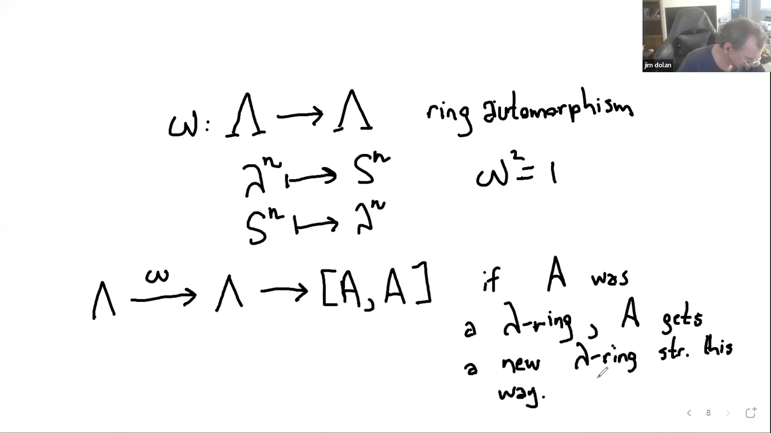So that's what I'm doing today here. So then what's the point? If I have a lambda ring, one thing I can do is get this map from it to its big Witt ring. But now what I'm doing is using this new lambda ring structure on it.